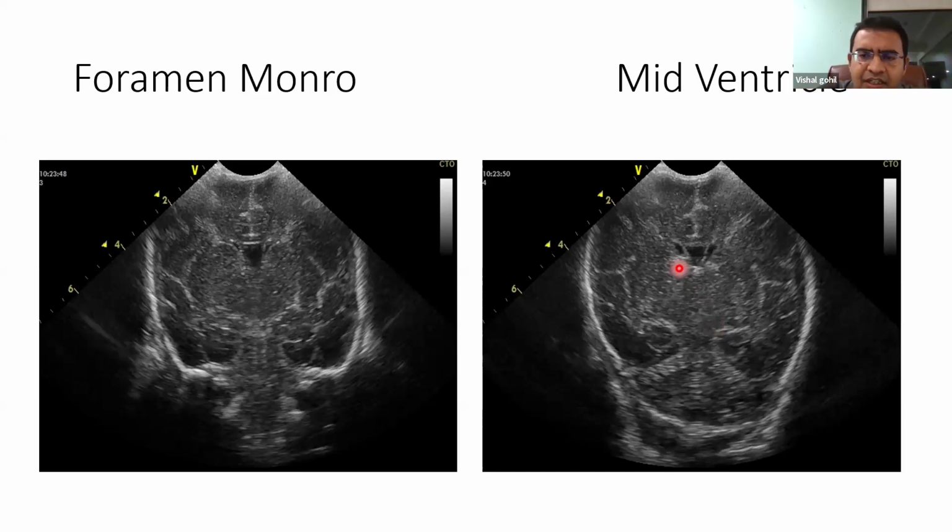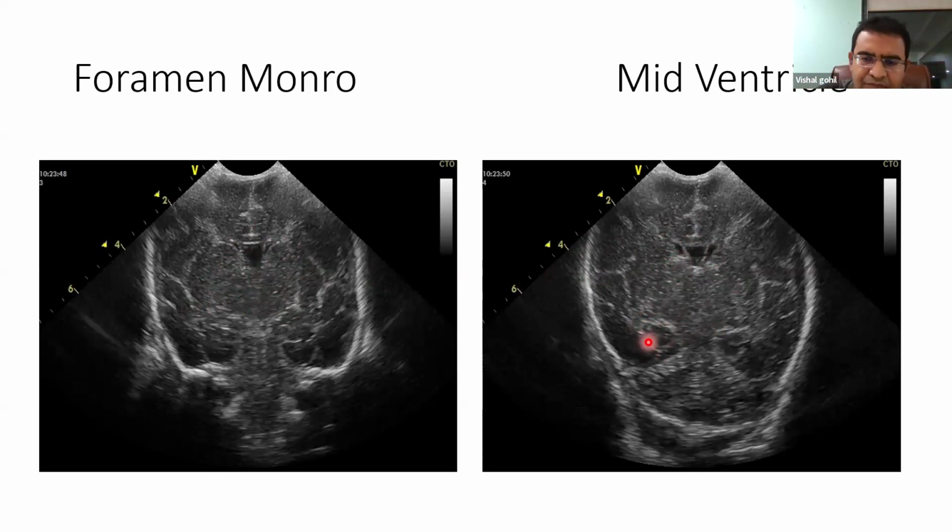Which are those? You can see in the mid ventricle view, there is some echodense area over here, on the concave border of your lateral ventricle, which is not present over here in the normal X-ray. I'm talking about the normal preterm baby. Okay, so what is that? This is not your IVH. This is not grade 1 IVH. This is the tip of your choroid plexus.